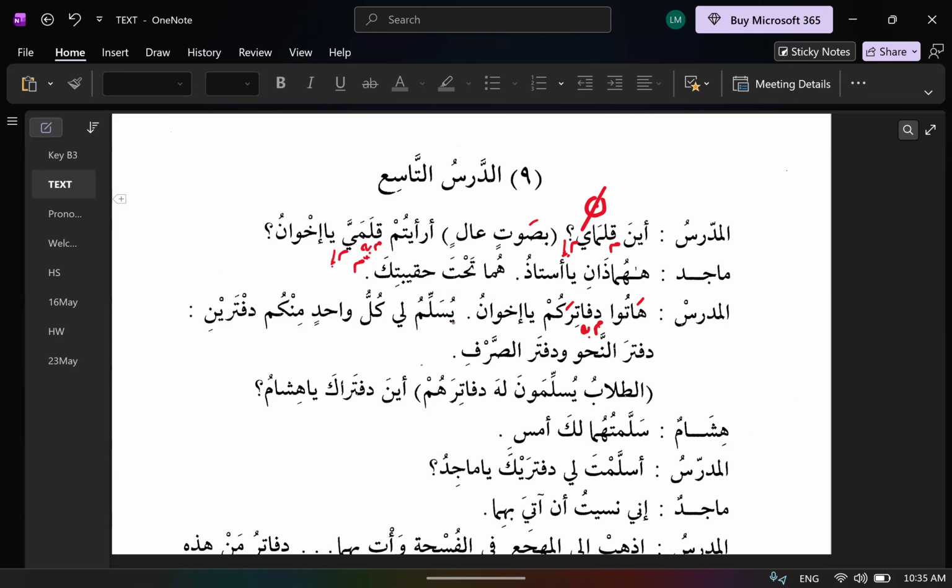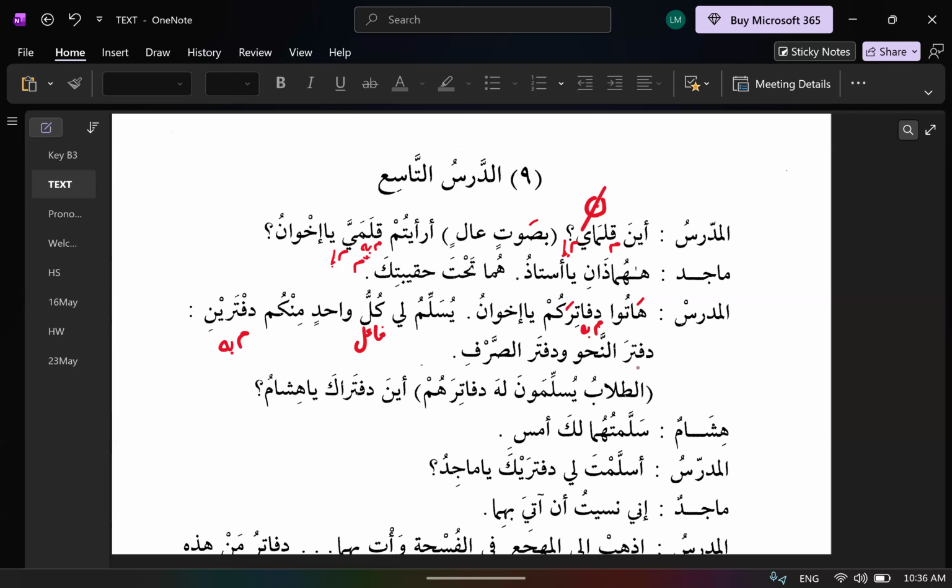Yusallimu li. Sallama yusallimu. We said that to say salam with ala, with harf jar li means to hand over. So yusallimu li kullu wahidin minkum. Kullu is our fail. Each one of you should hand over to me daftaraini. Daftaraini is our mafulun bihi, 2 notebooks. Daftarun, daftarani, and then daftaraini, right?